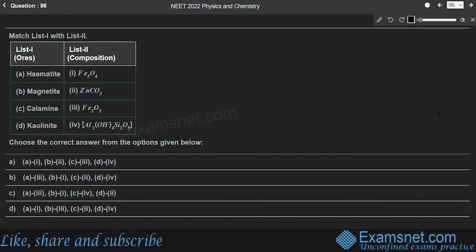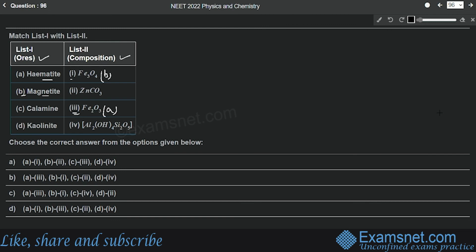Now question number 96 is from the chapter General Principles and Processes of Isolation of Elements, and here we have to match the ores with their correct composition mentioned in list 2. So this is simply a memory based question. We know that hematite and magnetite are both ores of iron, but hematite is Fe2O3 and magnetite is Fe3O4. So the correct match for A is number 3 and the match for B is number 1.